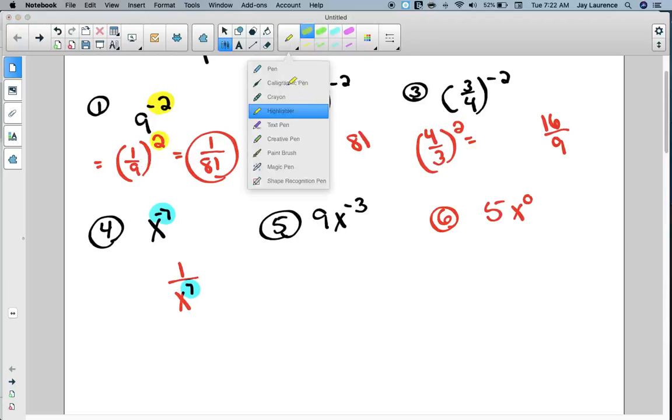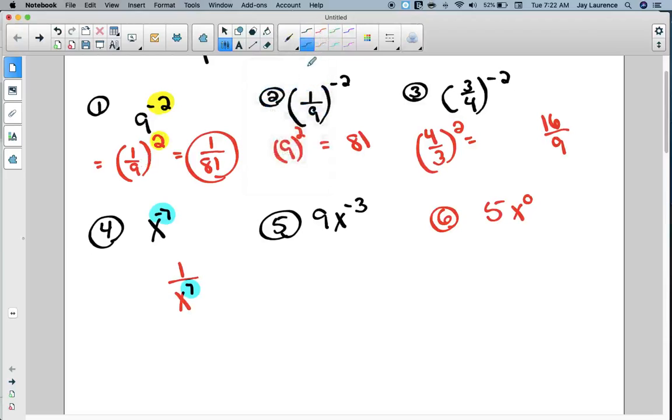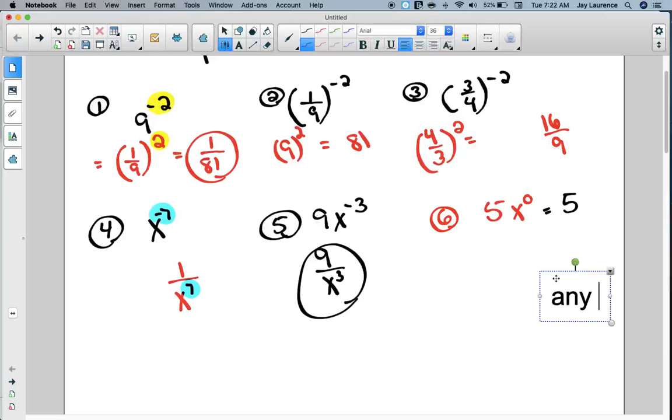All right, just highlighting places where it happens. See, the negative 2 became a positive 2. The negative 7 became a 7. Okay, if you haven't tried number 5 yet, go ahead and try it. Here comes my answer. My answer will be 9 over x cubed. And there we go. Number 6, x to the 0 power is 1. 5 times 1 is 5. The answer is 5.